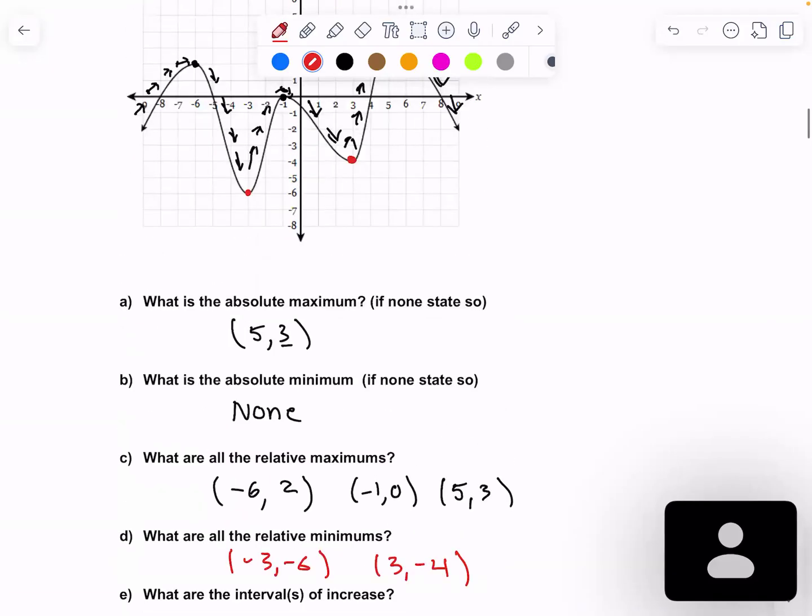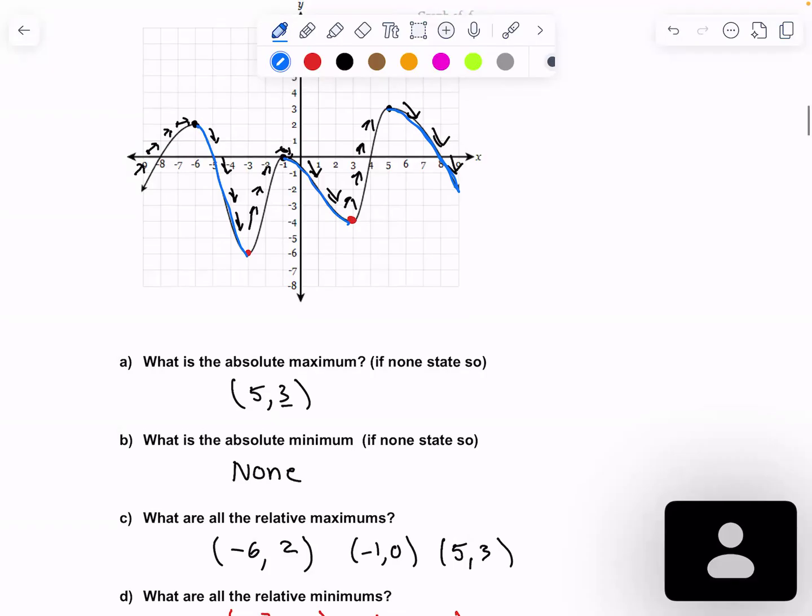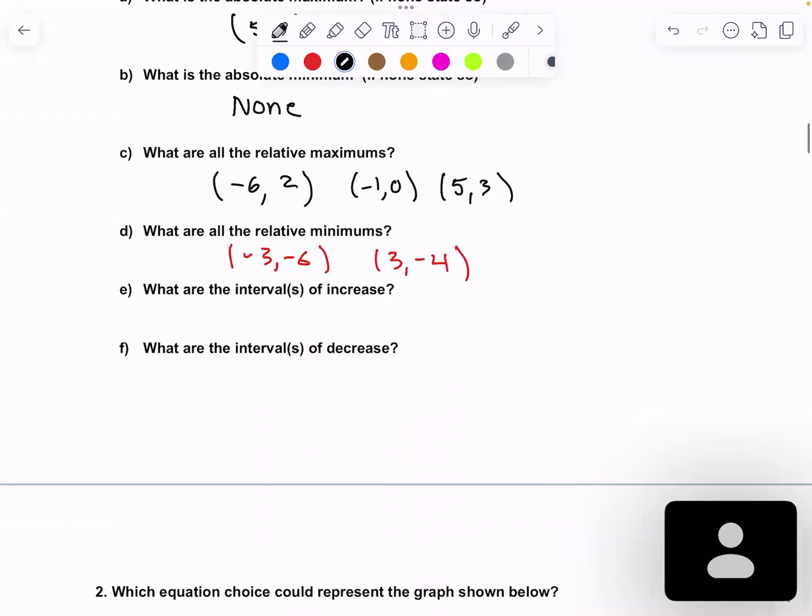Now, if they're asking you for intervals of decreasing, we have more than 2 intervals of decreasing. It looks like this is one of the intervals because the arrow is going down. We have another interval here, and another interval here. Remember, intervals are x values. My first interval starts here at -6 and stops decreasing here. So the first interval of decrease is -6 to -3.